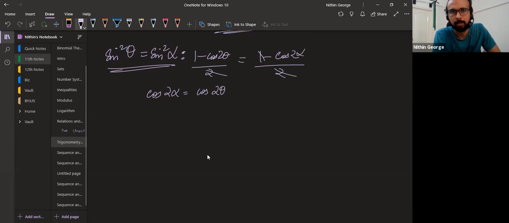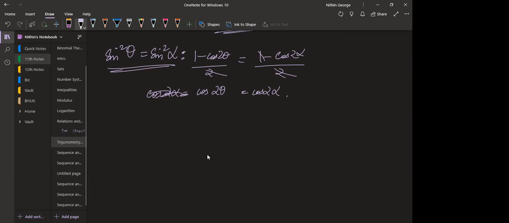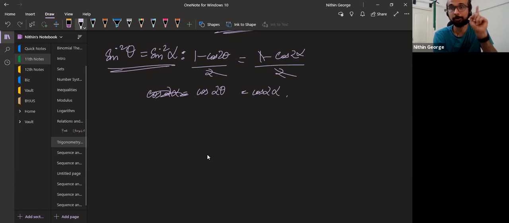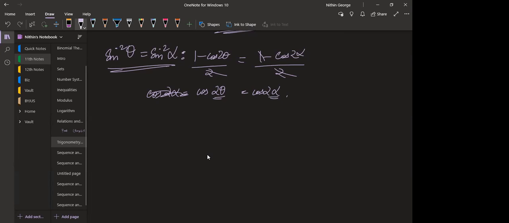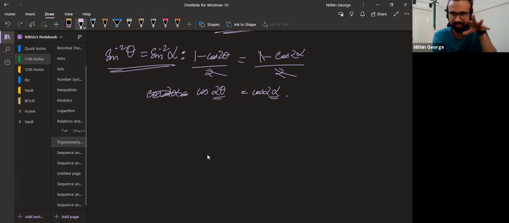Now, what is next? I'll let cos 2 theta equal to cos 2 alpha. What happens next? Sir, does that imply cos theta is equal to cos alpha? No. Actually, wait. What am I saying? Cos theta is equal to cos alpha, but that does not mean theta is equal to alpha. Cos theta equal to cos alpha, but that is not where you want to go. You can generalize it here itself.